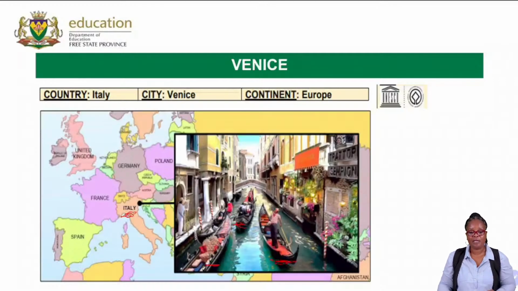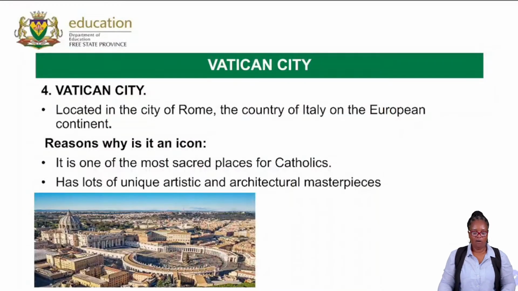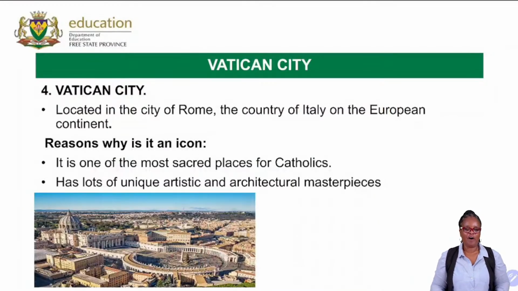There is one thing I'm sure you are aware of. Look at your right-hand side. What do you see? The logo. It means that this icon is a World Heritage Site. That is Venice. So from here, I want us to look at the fourth one, which is Vatican City.